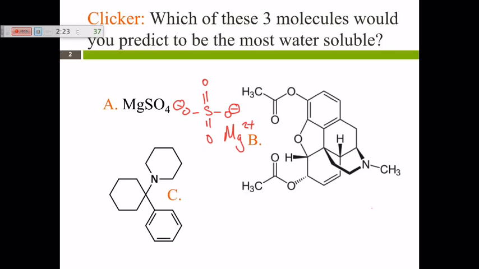What's going to be more attracted to water? A partial positive or a full positive? Full positive. What about a partial negative versus a full negative? Okay, so anytime you see an ionic compound, the first thing we should think about is that that will very likely associate with water and it will dissolve immediately.